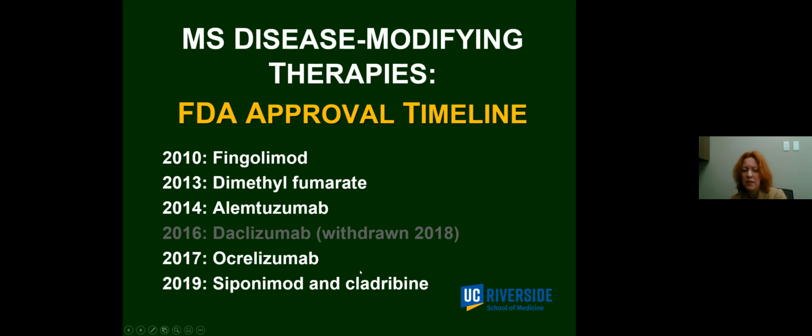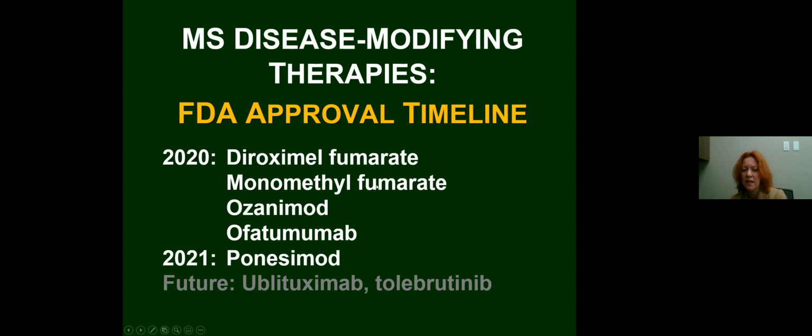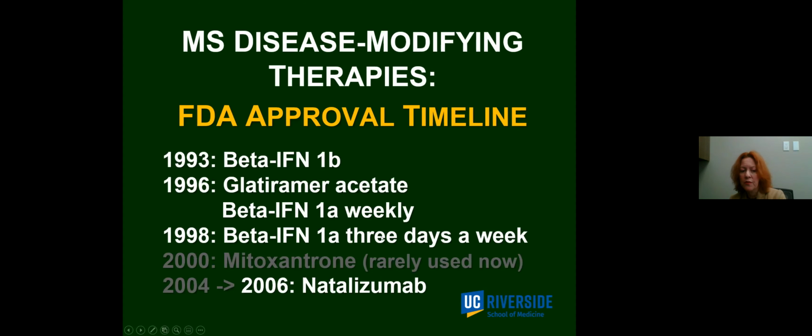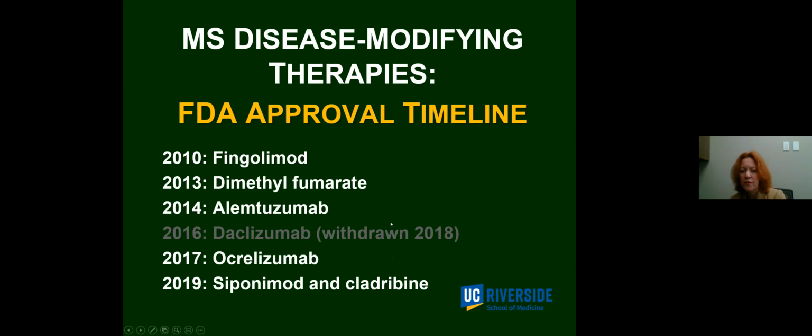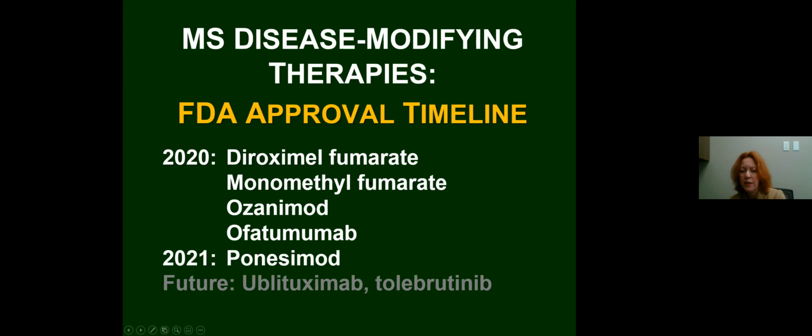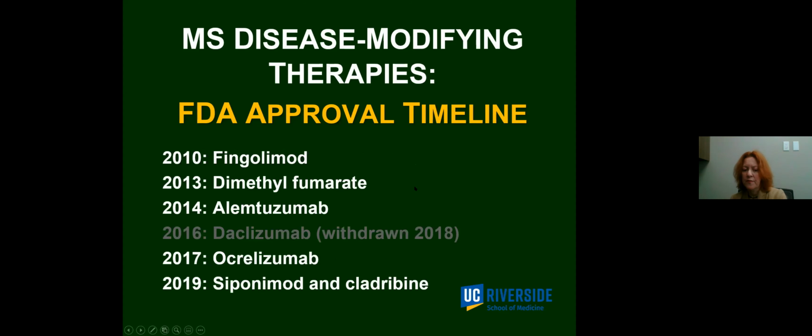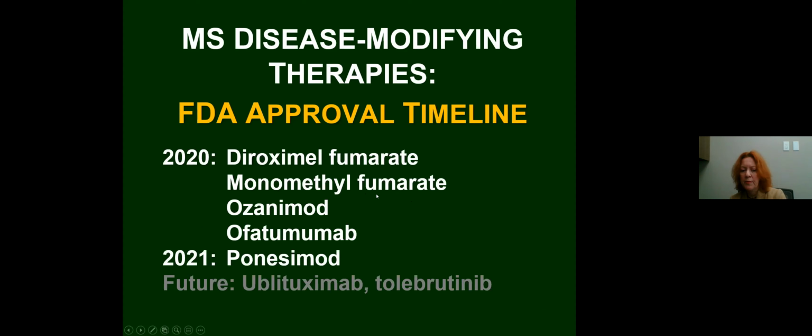Then some even newer ones. You can see the pace of these treatments getting approved by the FDA has accelerated. If we go back, there were only a few every few years getting approved, and then the pace started speeding up, and now, bam, look at all that. Just in 2020, and 2021's already had ponesimod get approved. Some of these are very similar, the ones that say fumarate. They're different variations of dimethyl fumarate.